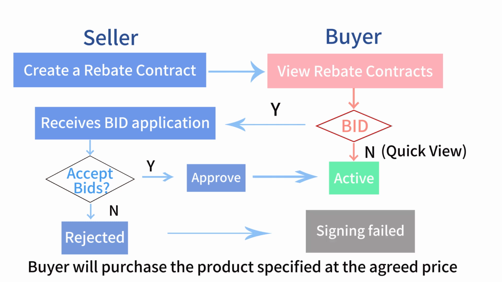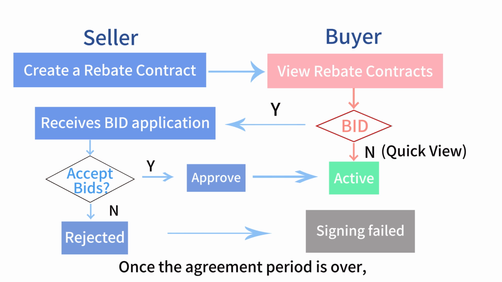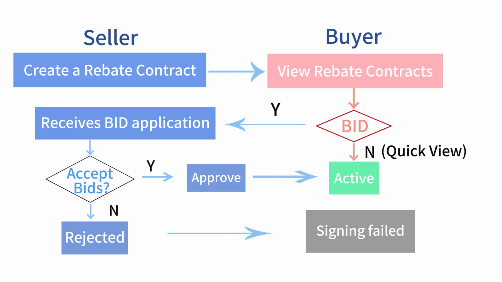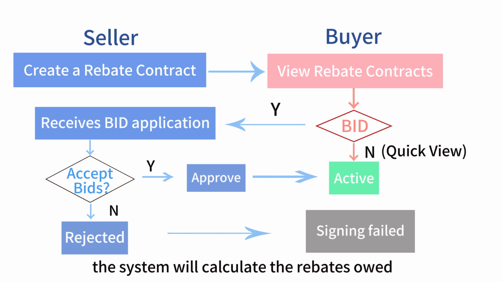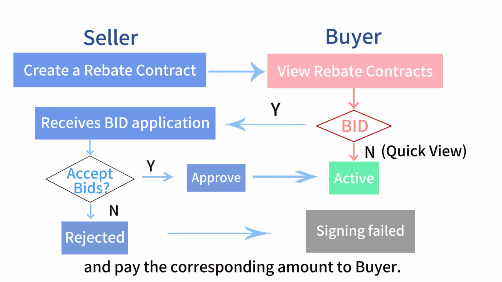The buyer will purchase the product specified at the agreed price during the agreement period as set in the rebate agreement. Once the agreement period is over, or if the buyer terminates the agreement early, the system will calculate the rebates owed according to the buyer's fulfilled quantity and pay the corresponding amount to the buyer.